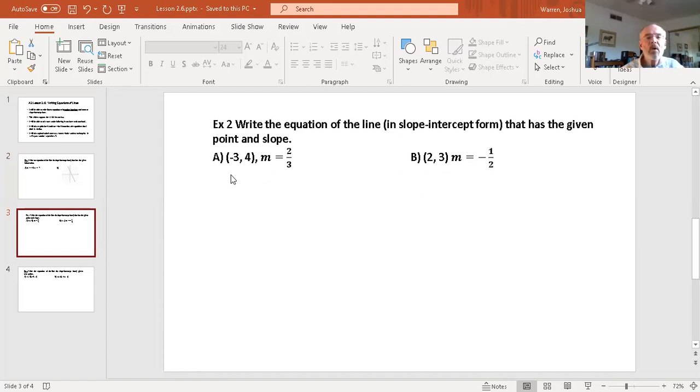When we have a point and we have slope, we have to start out with the point-slope form. So we're going to start out in point-slope form, and then convert to slope-intercept form.